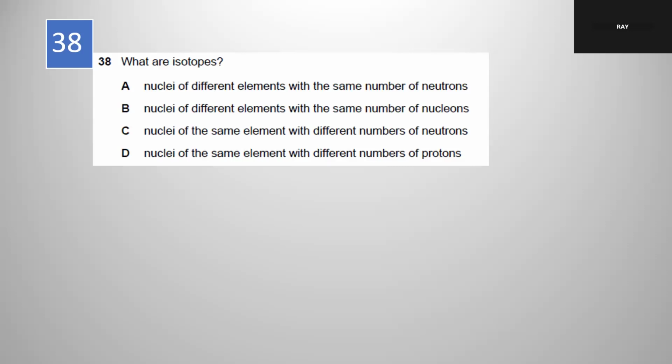What are isotopes? Yep, these are memory work. Isotope: same proton number, different neutron number, different number of nucleons.